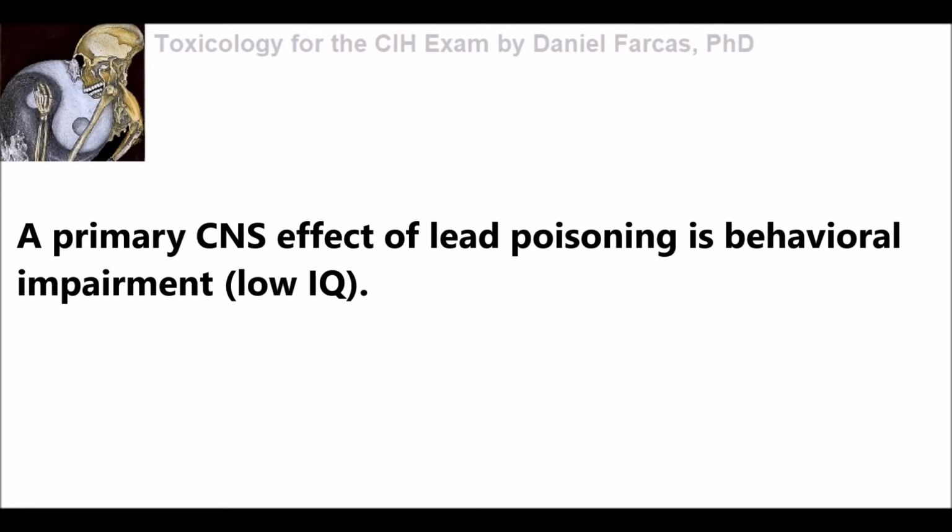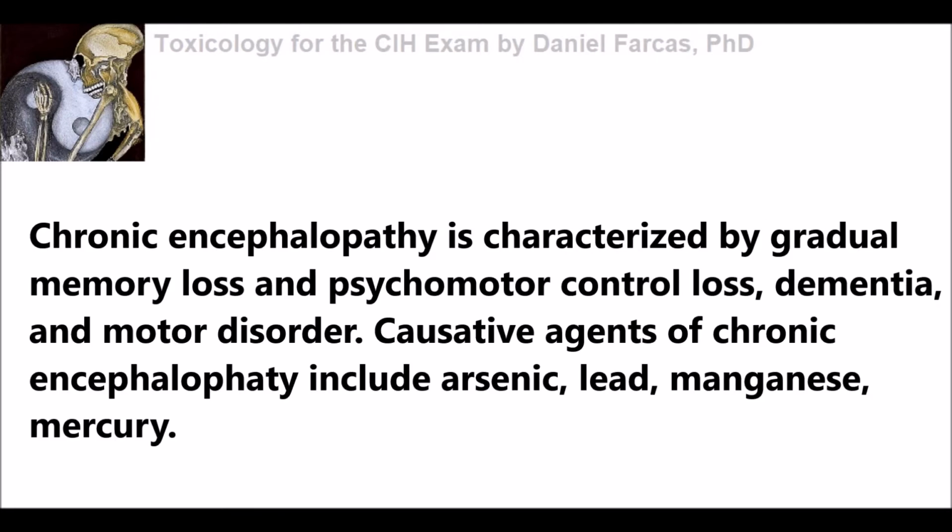A primary central nervous system effect of lead poisoning is behavioral impairment, which is low IQ. Chronic encephalopathy is characterized by gradual memory loss and psychomotor control loss, dementia, and motor disorders in general. Causative agents of chronic encephalopathy include arsenic, lead, manganese, and mercury.